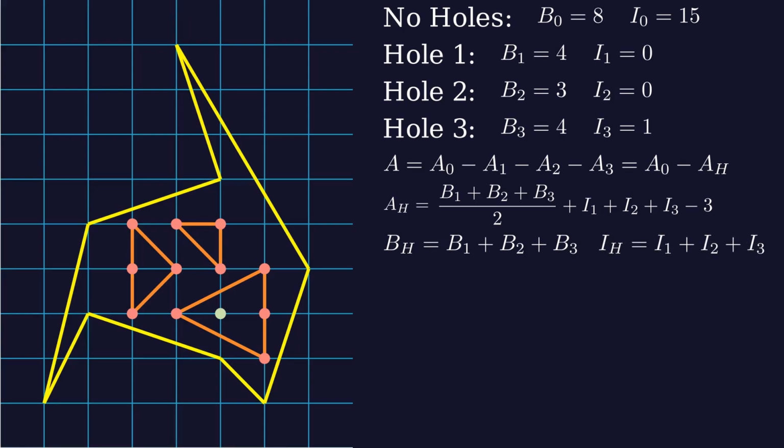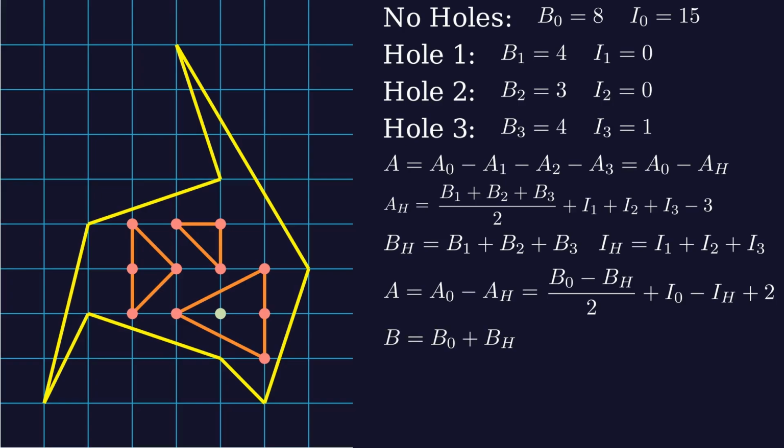So the area of the shape with the holes is equal to the area of the shape without the holes minus the area of the holes. So that is b0 minus bh over 2 plus I0 minus ih plus 2. From the example with one hole, we know that the number of boundary points of the shape with the holes is equal to the boundary points of the shape without the holes, plus the boundary points of the holes. And the number of interior points of the whole shape is equal to the interior points of the shape without the holes minus all the points of the holes.